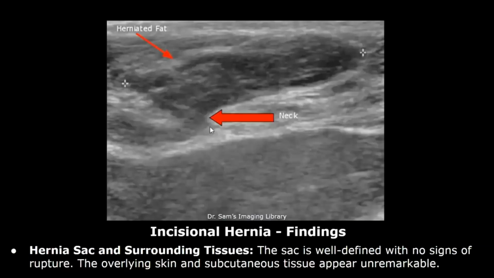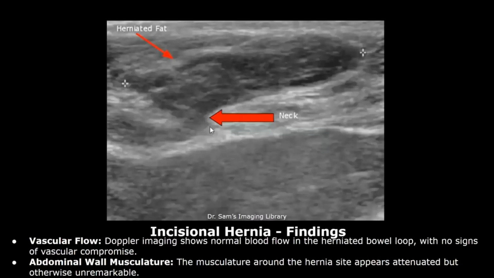Hernia sac and surrounding tissues. The sac is well defined with no signs of rupture. The overlying skin and subcutaneous tissue appear unremarkable. Vascular flow. Doppler imaging shows normal blood flow in the herniated bowel loop with no signs of vascular compromise. The musculature around the hernia site appears attenuated but otherwise unremarkable.